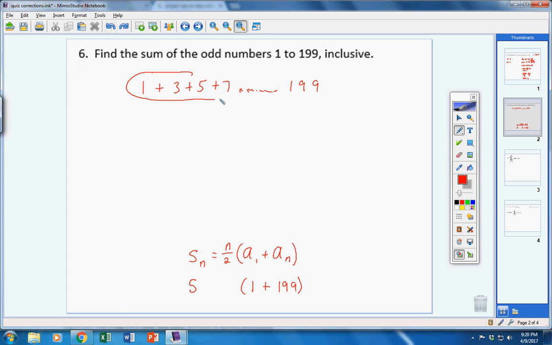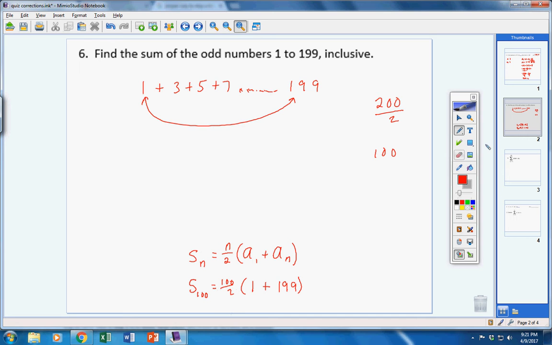Look at these 4. If I add my first and my last term, 8 divided by 2, I get 4. I have 4 terms. So if I take my first term here and my last term here, add them together, and divide by 2, I get 100. And that's how many terms I would have from 1 to 199. Just the odd numbers, I would have 100. So I'm adding up a total of how many numbers? 100. So S subscript 100 equals 100 over 2.